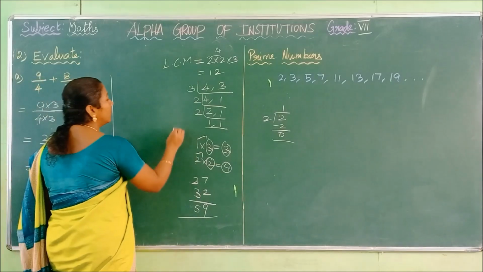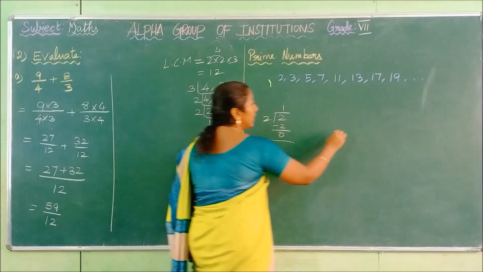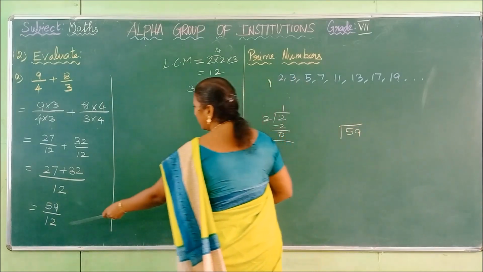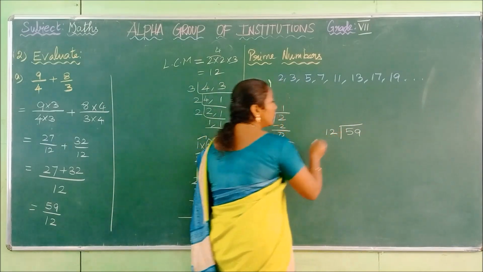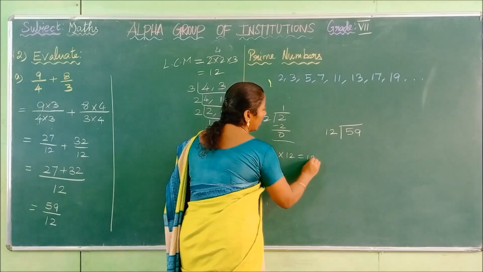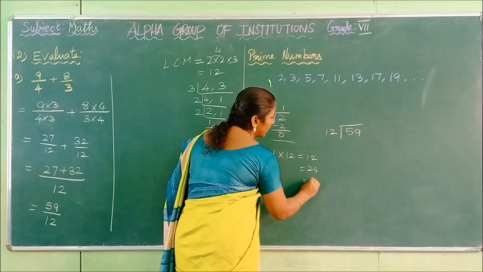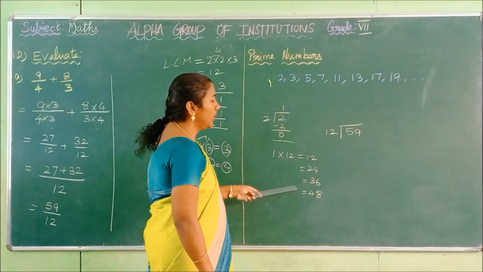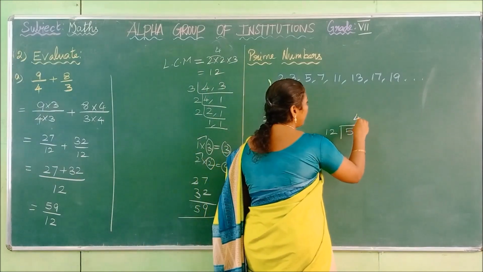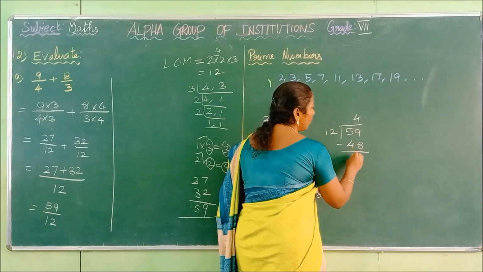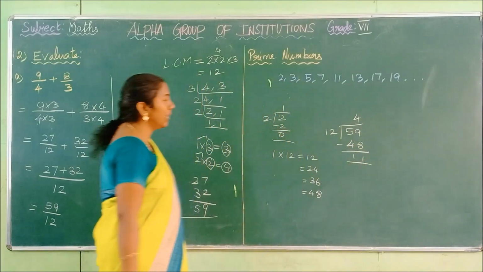How do you convert? By dividing the numerator by its denominator. So what is the denominator here? 12. So 1 12 is 12. 2 12s are 24. 3 12s are 36. 4 12s are 48. So we can write here 4 times. 4 12s are 48. So 9 minus 8 is 1. 5 minus 4 is 1.